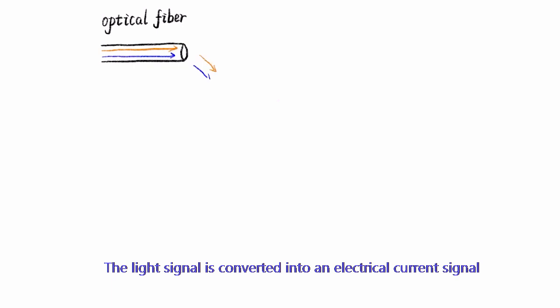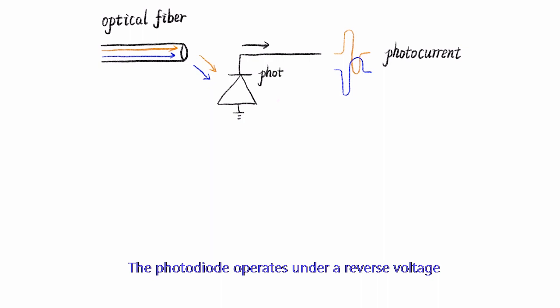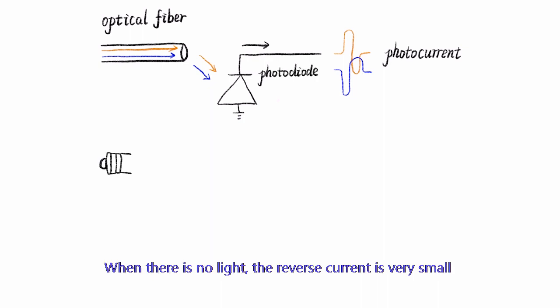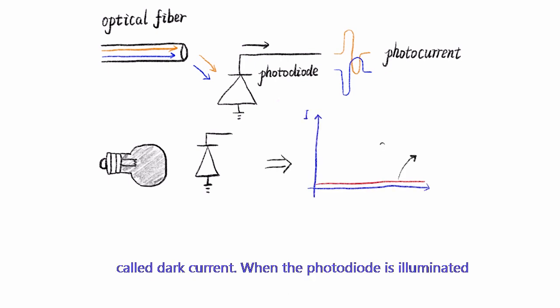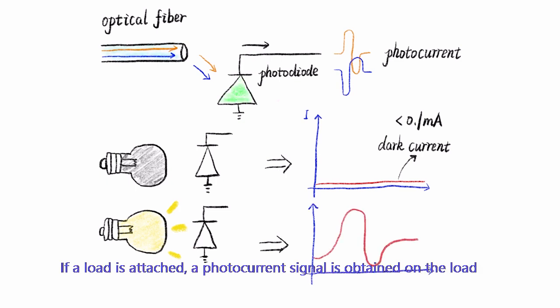The light signal is converted into an electrical current signal through the photodiode, using Einstein's famous photoelectric effect. The photodiode operates under a reverse voltage. When there is no light, the reverse current is very small and is called dark current. When the photodiode is illuminated, there is a reverse current, dictated by the intensity and wavelength of light. If a load is attached, a photocurrent signal is obtained on the load.